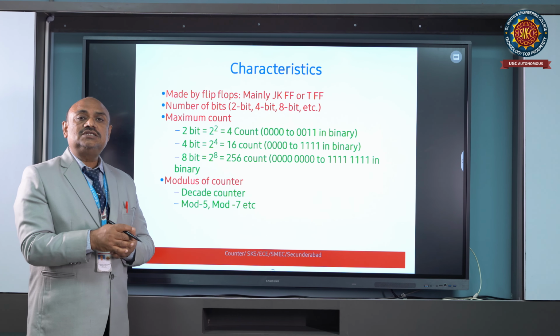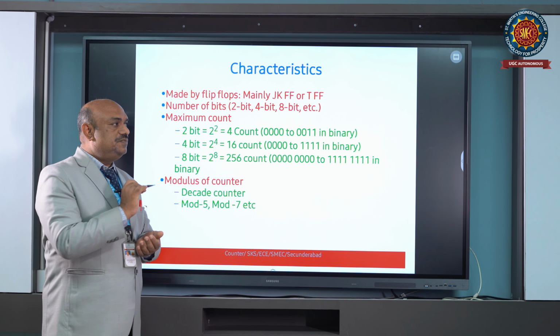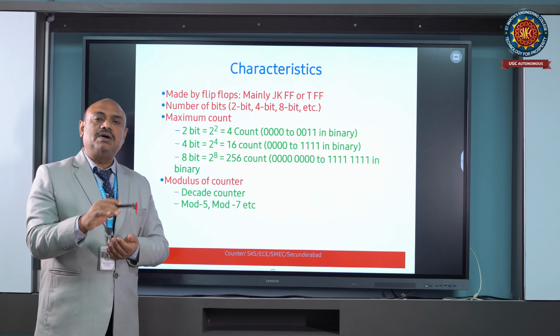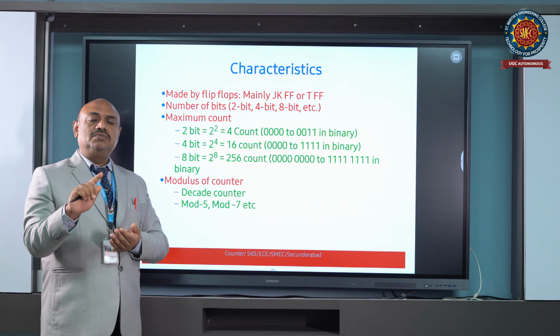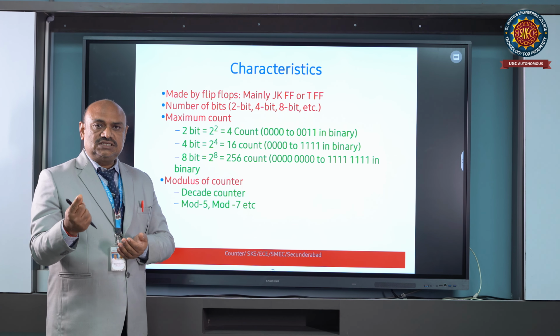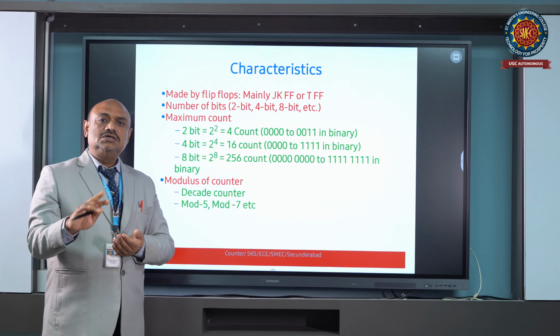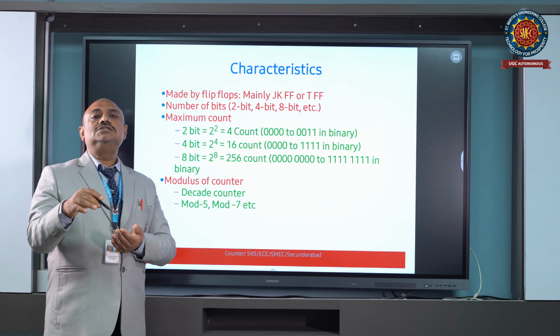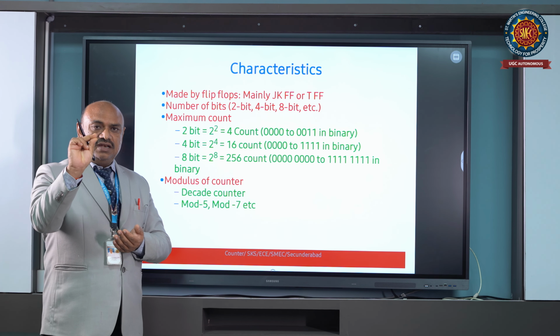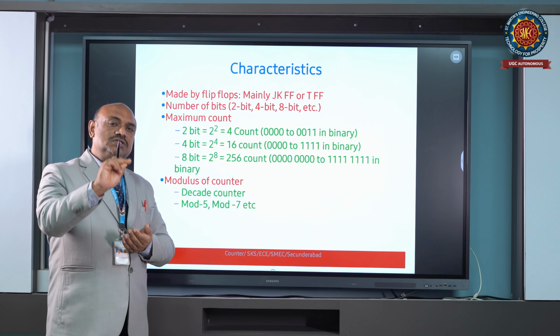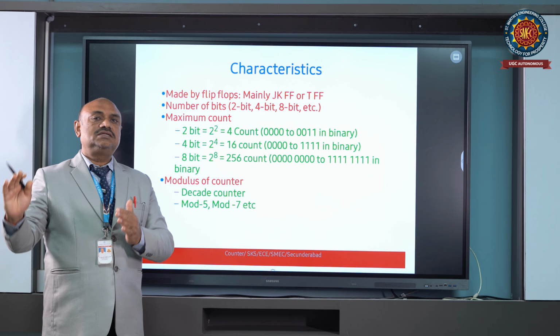Then, how many states does a counter count? A 2-bit counter will count 2 to the power of 2, that means 4 states. A 4-bit counter will count 16 states. A 5-bit counter will count 2 to the power of 5, which is 32 states. So given the number of bits n, it counts 2 to the power of n states.